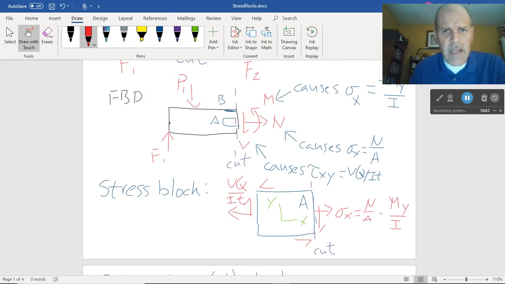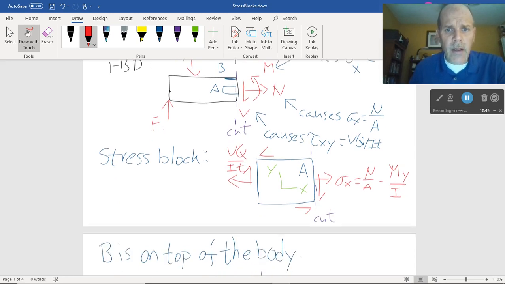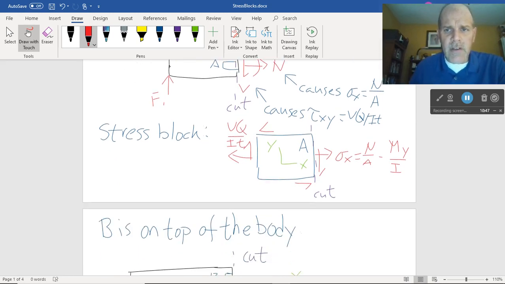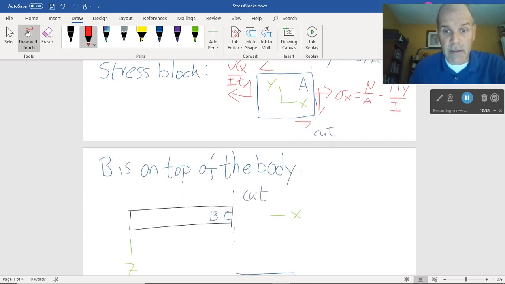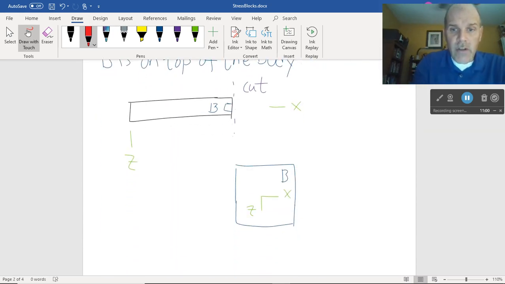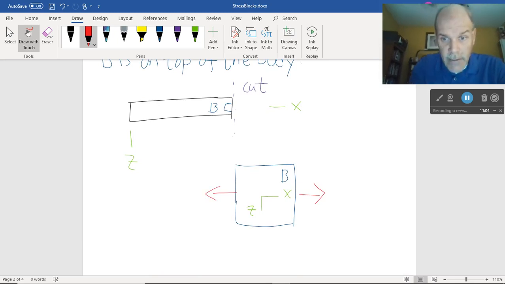Well, they get to cause the same stresses, right? So N is still going to cause sigma x equals N over A, and M is going to cause sigma x equals minus My over I. That's not going to change. They don't cause different stresses just because they're at different points. They cause the same thing, right? So certainly, I'm still going to have an axial stress in the x direction equal to N over A minus My over I.